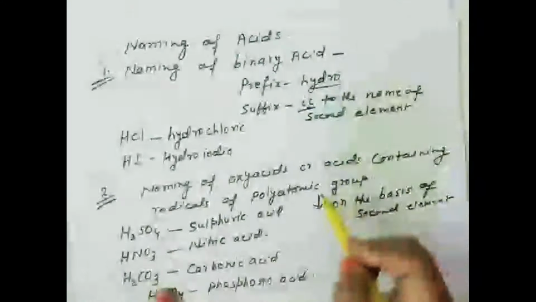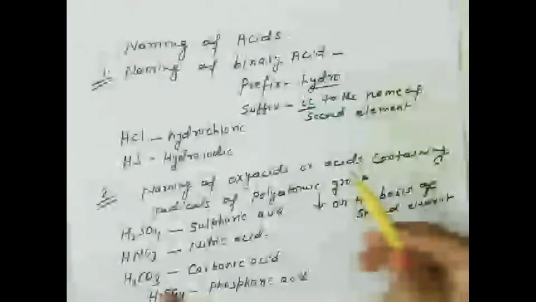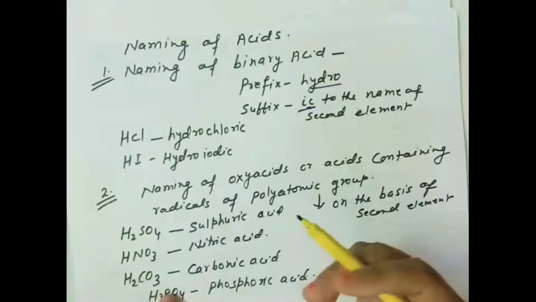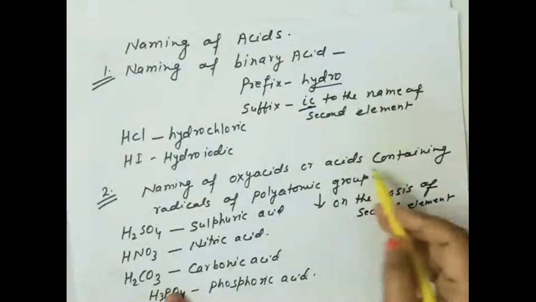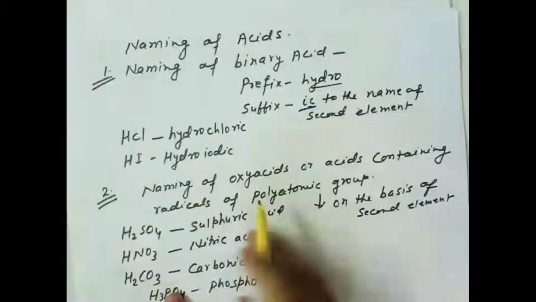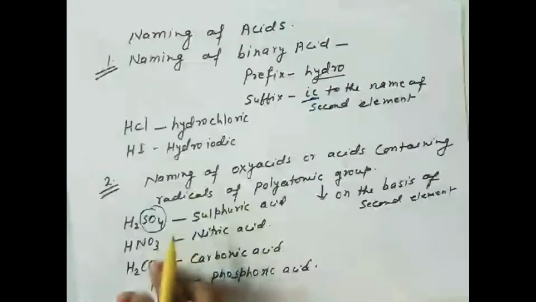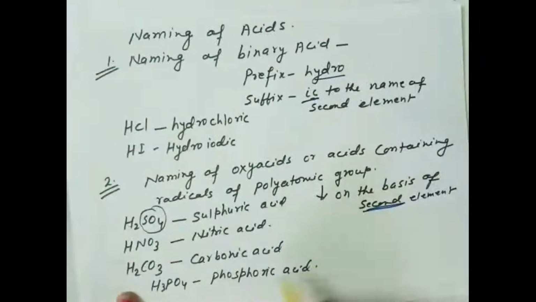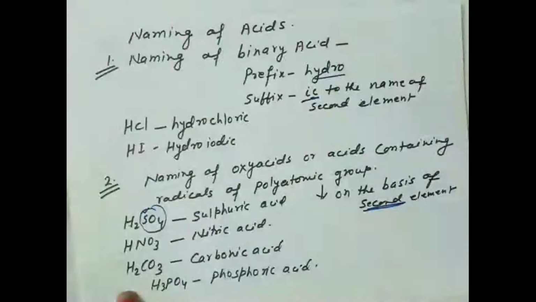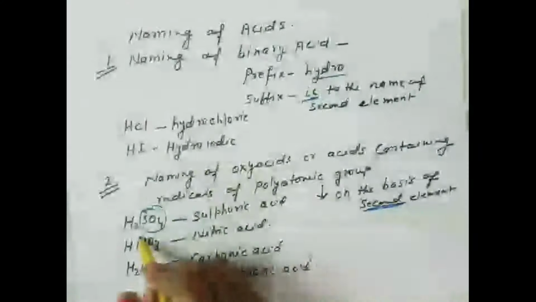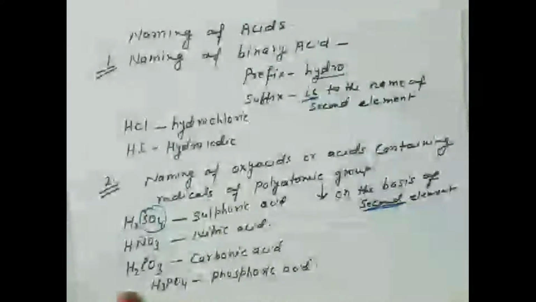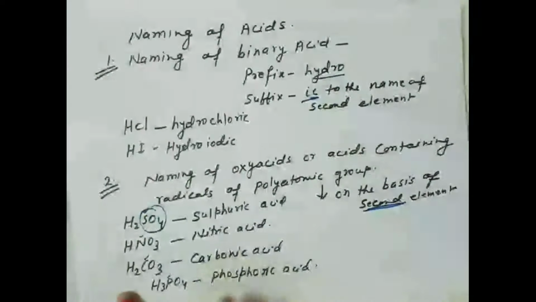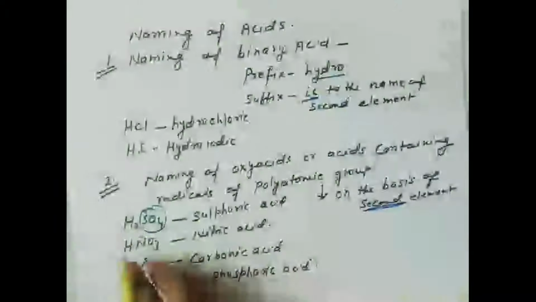Naming of oxyacid. If an acid is made up of 3 elements, hydrogen, oxygen and one more non-metal, then the oxyacid, or polyatomic acid, is named on the basis of the second element. Second element is sulfur, so sulfuric acid. Second element is nitrogen, so nitric acid. Second element is carbon, so carbonic acid. Second element is phosphorus, so we write phosphoric acid.